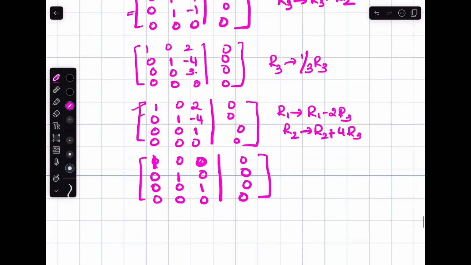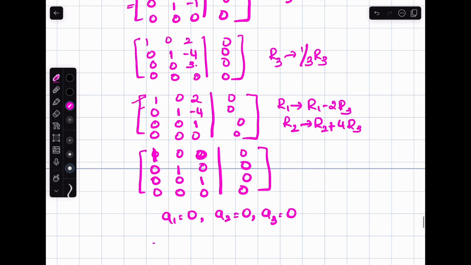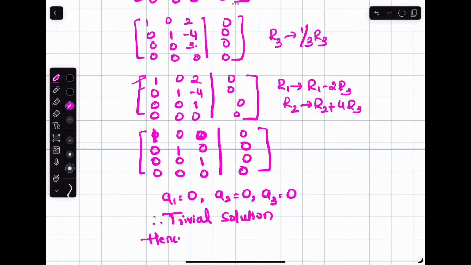All right, now it is already in reduced form, therefore a1 is equal to 0, a2 is equal to 0, a3 is equal to 0. Therefore it is a trivial solution, and I can say that hence linearly independent.